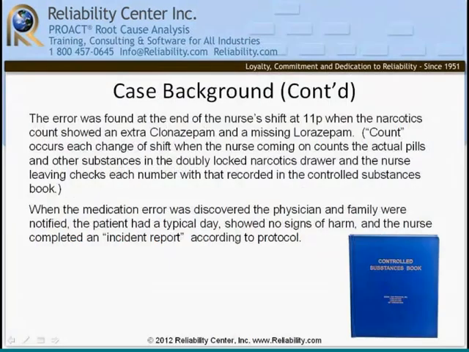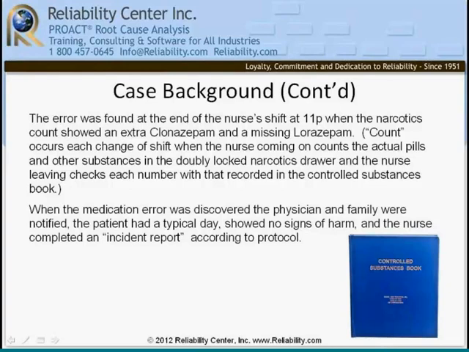The error was found at the end of the nurse's shift at 11 p.m. when the narcotics count showed an extra Clonazepam and a missing Lorazepam. Count occurs each change of shift when the nurse coming on duty counts the actual pills and other substances in the doubly locked narcotics drawer, and the nurse leaving duty checks each number with that recorded in the controlled substances book. When the medication error was discovered, the physician and family were notified.